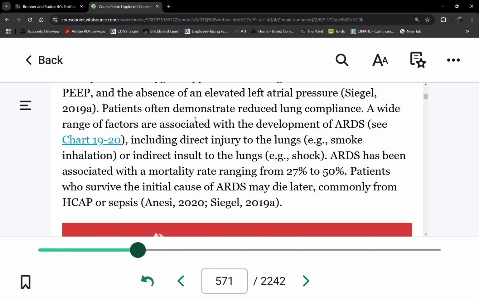The difference here is non-cardiac pulmonary edema. How do we know it's non-cardiac? Because the right atrial pressure or the pulmonary artery pressures are what? Low or normal, right? Unlike in heart failure. In heart failure, it will be sky high.